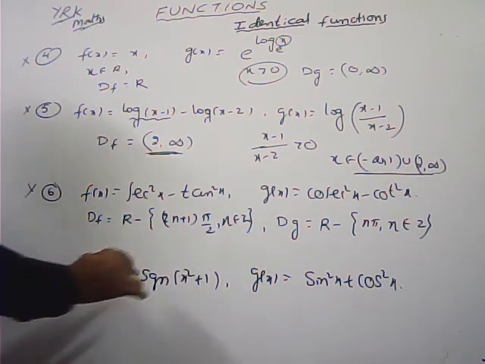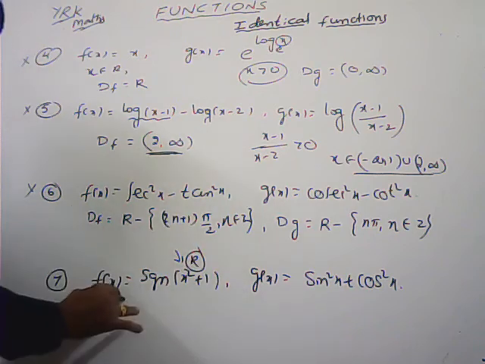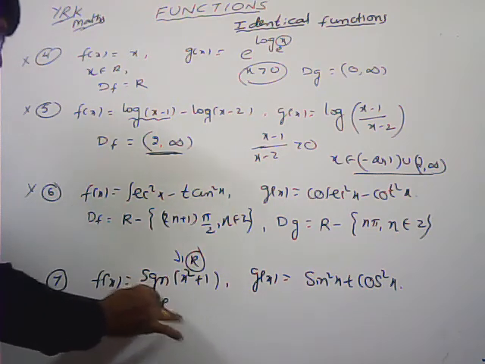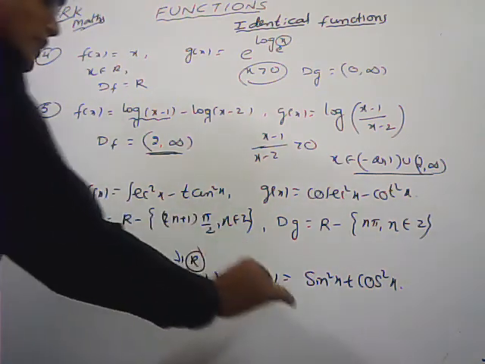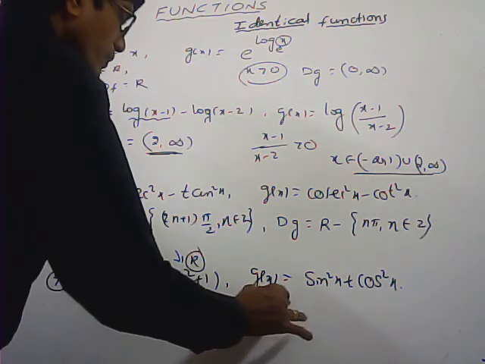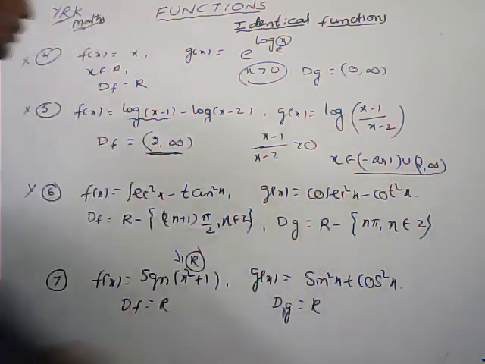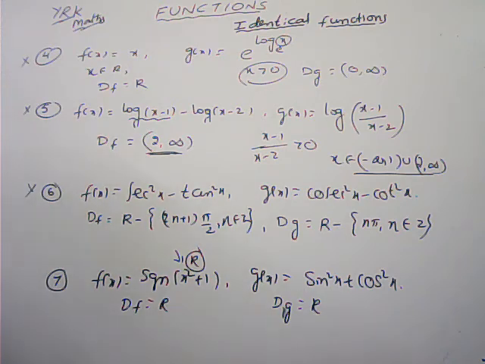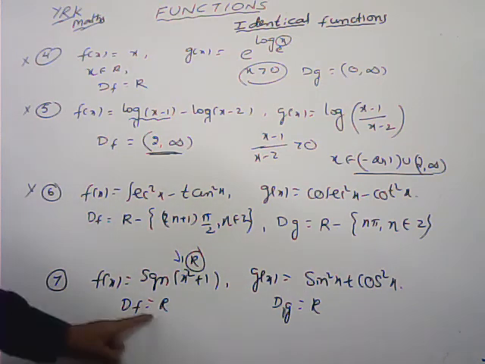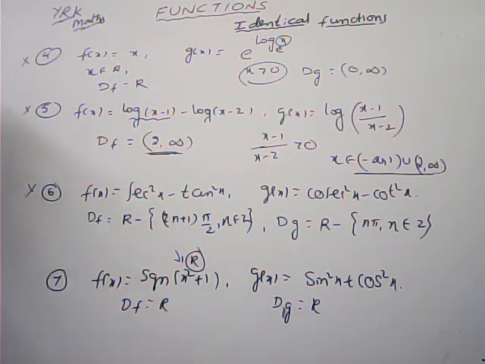And here also, the domain exists for every real value. Domain of f is equal to the real values. Here also sin square x plus cos square x, both the functions are dependent. Domain of g, for every real value, both the terms exist. So here both are dependent on the same domain. Domain of f is R, and the domain of g is also R.